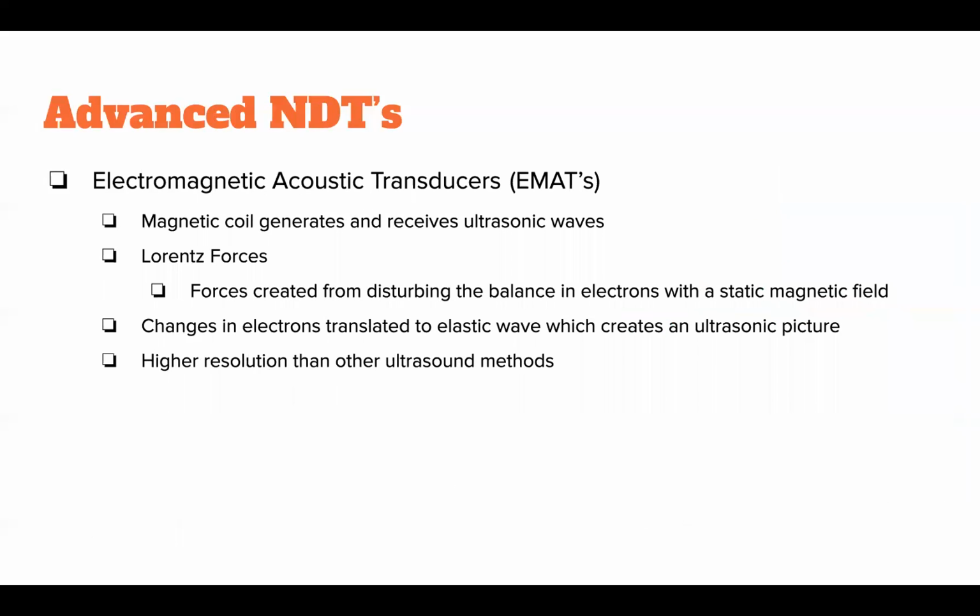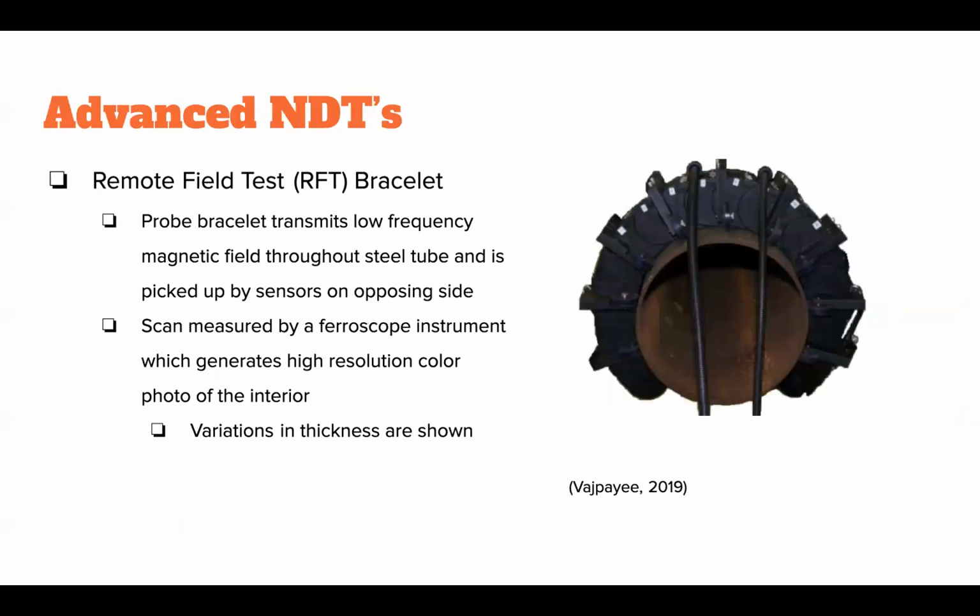Electromagnetic acoustic transducers use a magnetic coil, which generates and receives ultrasonic waves. It's based on Lorentz forces, which are forces created from disturbing the balance in electrons by applying a static magnetic field. The changes in the balance are translated to an elastic wave, which creates an ultrasonic picture. And this NDT is great because it creates a higher resolution image compared to other ultrasound methods.